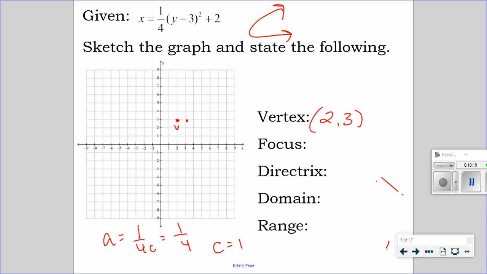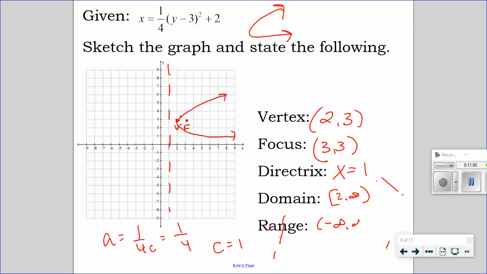So our focus is going to be 1 unit away to the right inside the parabola, and our directrix is 1 unit away on the other side. So our directrix is x equals 1, and our focus is (3, 3). This time when I graph it, I can go up and down 1 from the vertex, and then I'm going to go up 1/4. So again, that's a little cheat of graphing it, and there's your parabola. So our domain is closed at 2 to infinity when our range is everything.